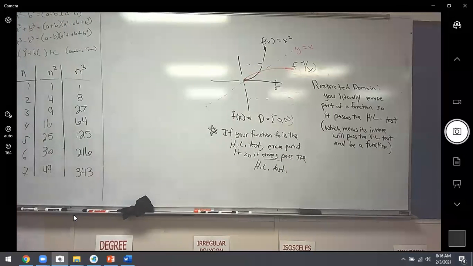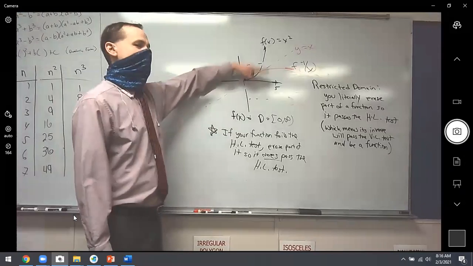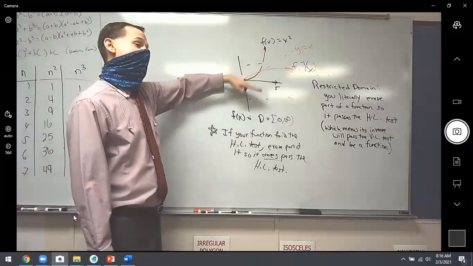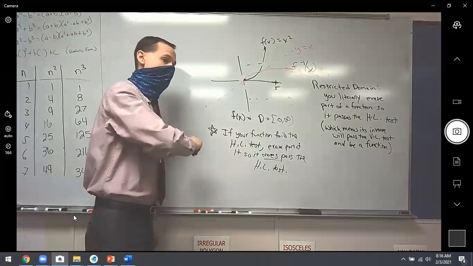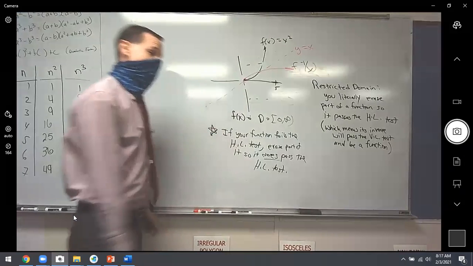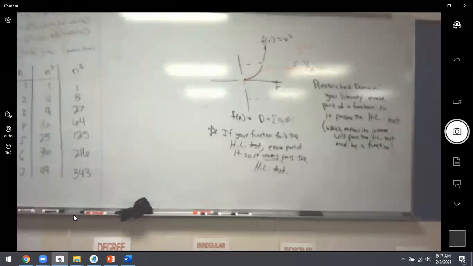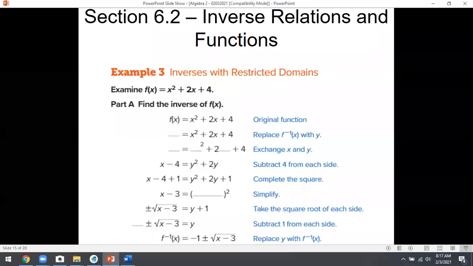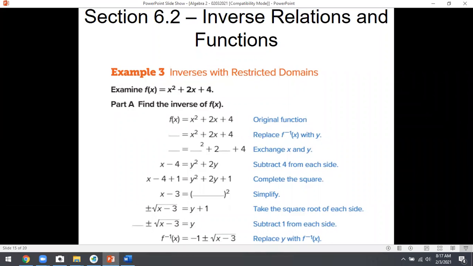I give you any weird looking function in the world, and you need to check: does it pass the horizontal line test? And if it doesn't, you need to erase part of it so that it does pass the horizontal line test, which is kind of strange. This is always a weird topic for kids. And let's try one. Here we go.